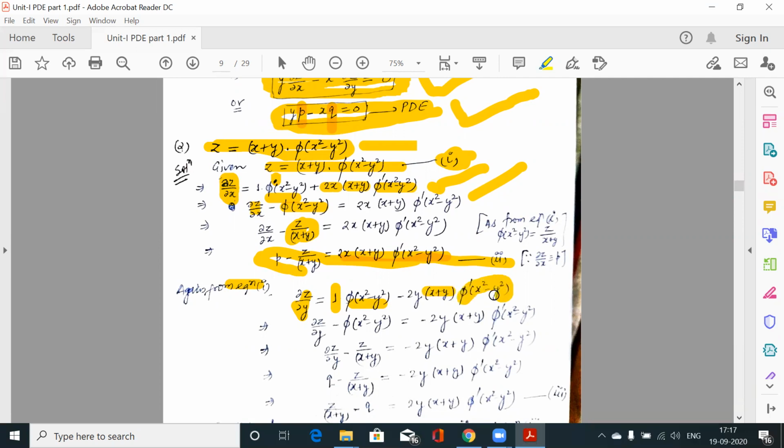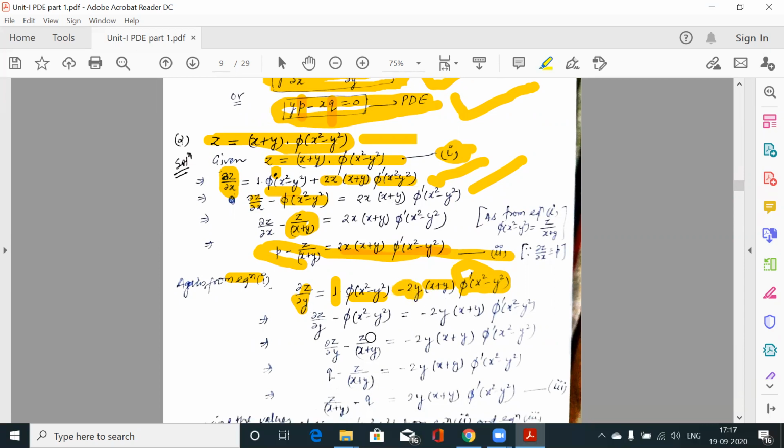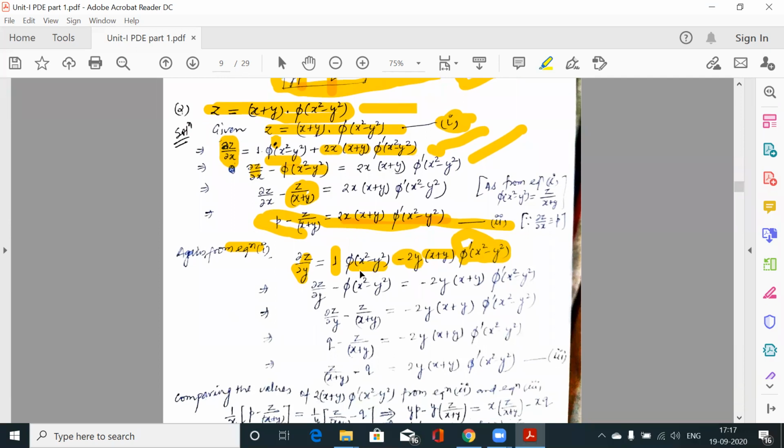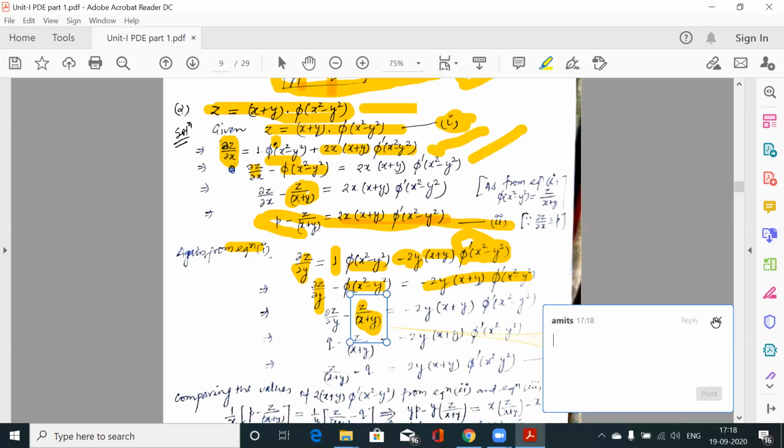So phi dash x square minus y square, and the argument differentiation with respect to y is x square is 0 minus y square is minus 2y. So minus 2y. Again, the same process I'm following. I'm shifting this phi on the left hand side. Del z over del y minus phi is equal to this value. Again, the phi value from equation 1, we can write z over x plus y in place of phi. So this is that value.